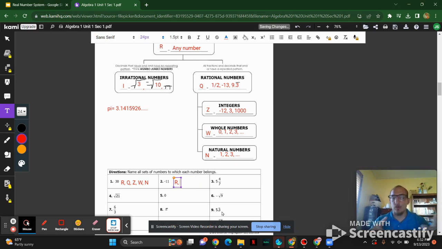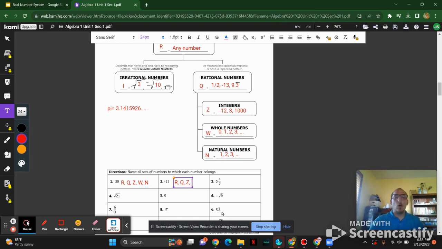And then we keep going. Is it an irrational number? Well, since it doesn't have a square root sign, it can't be irrational. So we go, it's rational. Boom. And now, is it an integer? Well, integers can be positive or negative. The only thing special about them is that it can't be a fraction or a decimal. No fraction or decimal, we can put Z for integer.